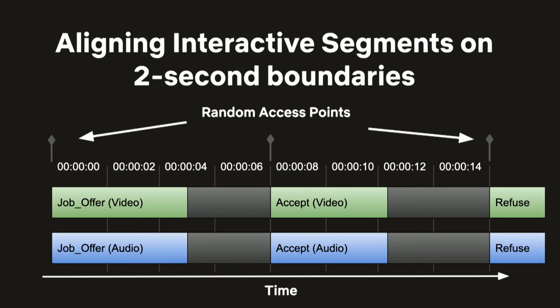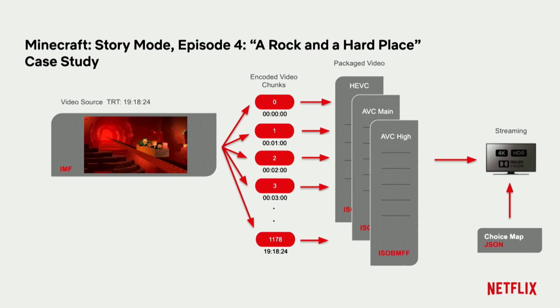There were multiple disadvantages to this model. For example, even minor changes to the source media required a full redelivery almost every time, including resyncing the XML to match all the new media timelines. The epitome of this giant chicken model, as I will refer to it, was episode 4 of Minecraft Story Mode, A Rock in a Hard Place.